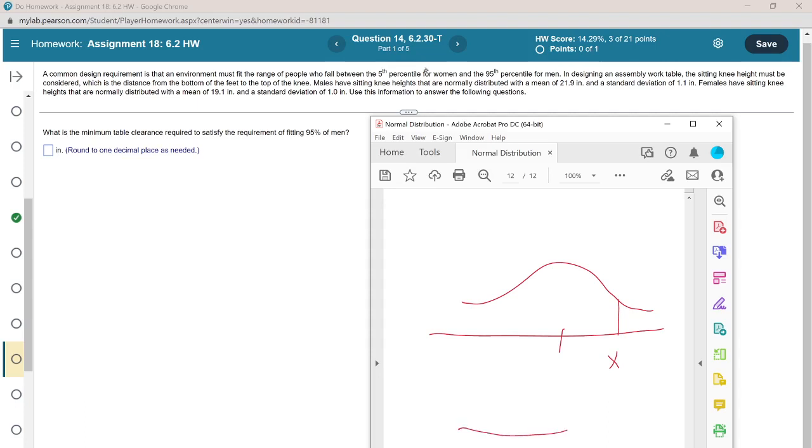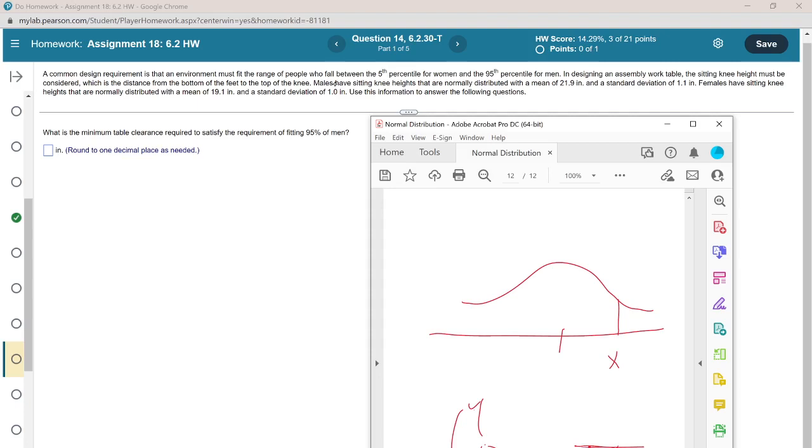When the men sit on some kind of chair, let's say there is a chair. I don't know how to draw it properly, but I'm just trying my best. Someone sits here, and there are feet, and we're talking about the height, which is the distance from the bottom of the feet to the top of the knee. So this is the distance we're talking about, from the bottom of the feet to the top of the knee. This is our x.